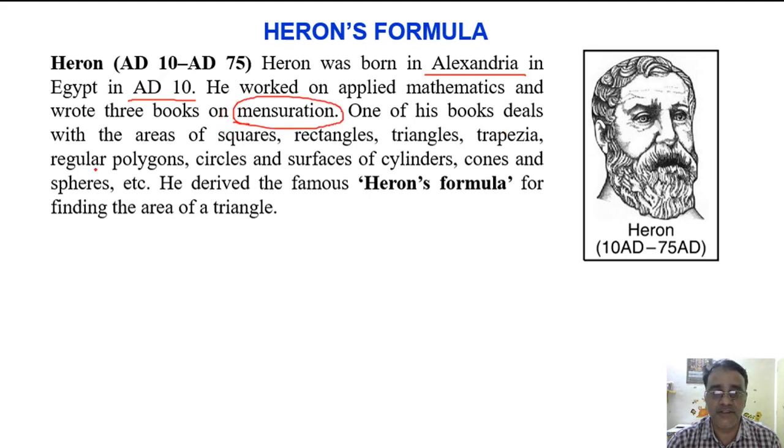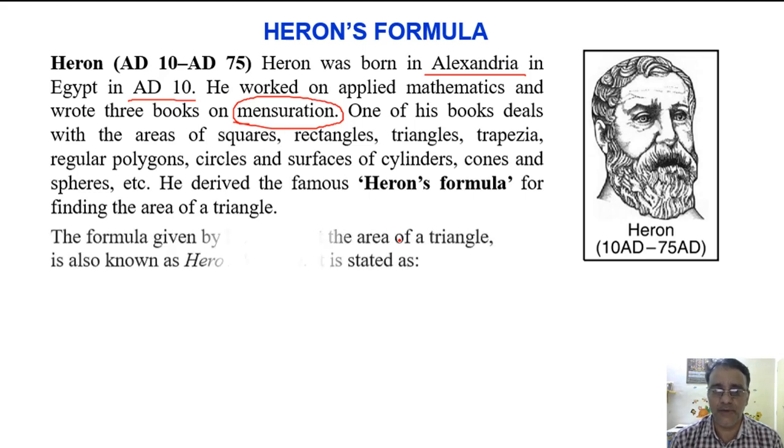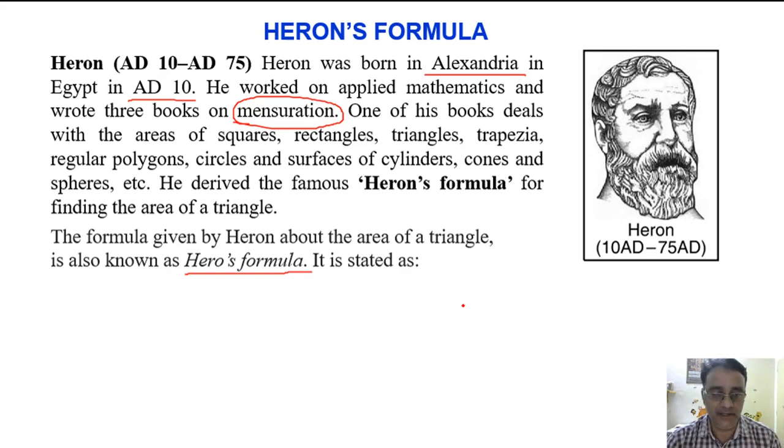One of his books deals with the areas of squares, rectangles, triangles, trapezia, regular polygons, circles, and surfaces of cylinders, cones, and spheres, etc. He derived the famous formula for finding the area of a triangle. That formula is called Heron's formula. Okay, and how we have to write Heron's formula, let us see.